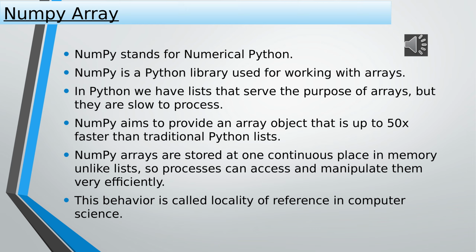In Python, we have lists that serve the purpose of arrays, but they are slow to process. NumPy aims to provide an array object that is up to 50 times faster than traditional Python lists. NumPy arrays are stored at one continuous place in memory, unlike lists, so processes can access and manipulate them very efficiently. This behavior is called locality of reference in computer science.